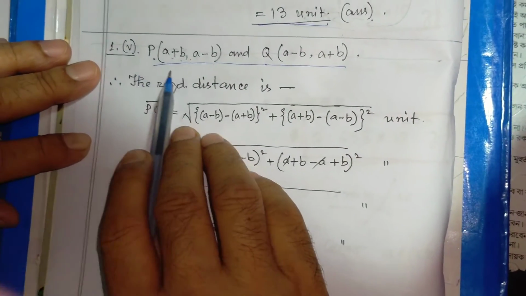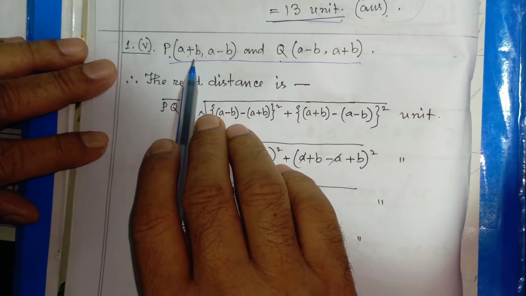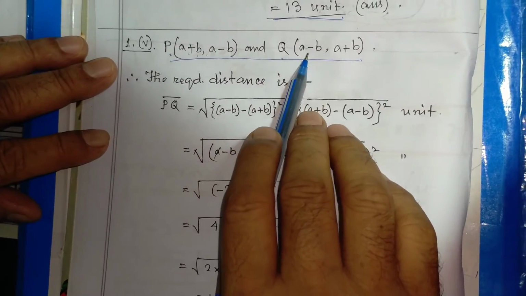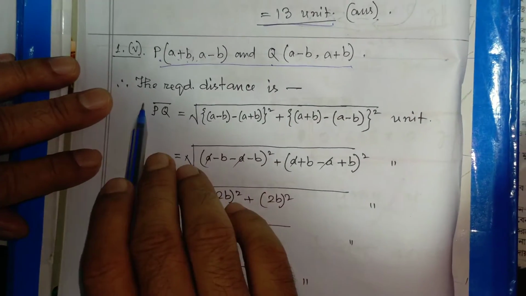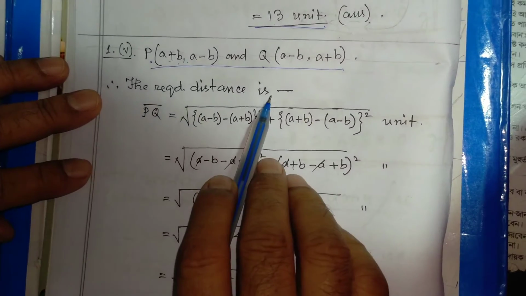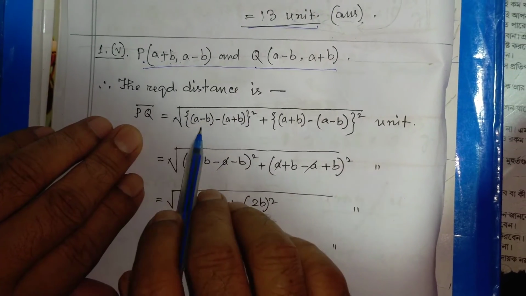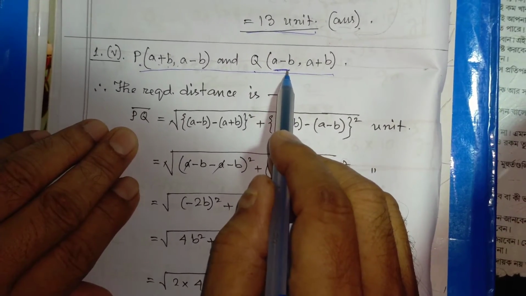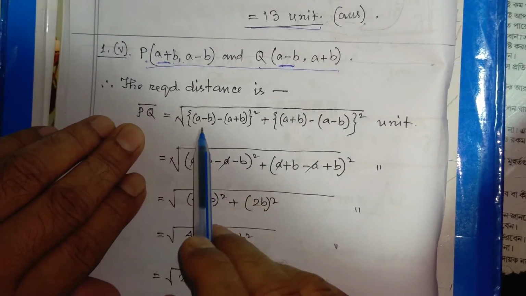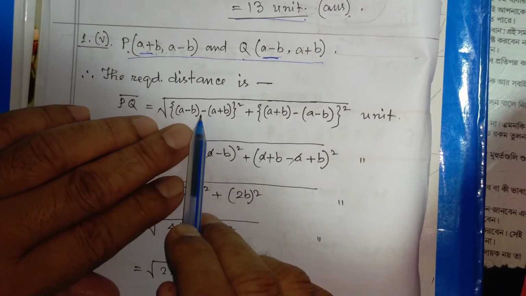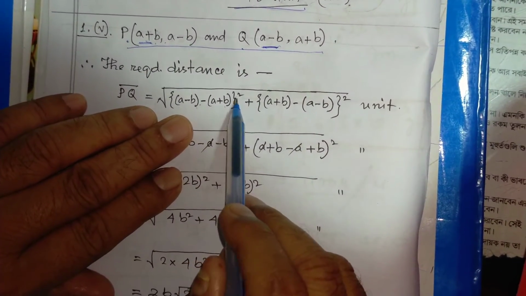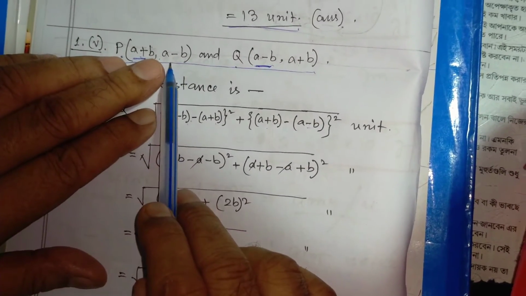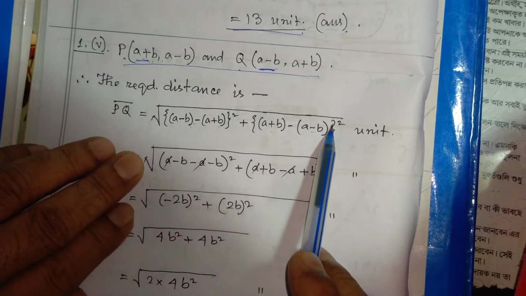1 Roman 5, the points are given as P, the coordinates are a plus b comma a minus b, and Q a minus b comma a plus b. So I have written here, therefore the required distance is PQ equals x2 minus x1 whole square. What is x2? See here, this one is the x2. What is x1? This one is the x1. So I have written a minus b minus x1 means a plus b whole square. And here y2 minus y1. y2 means a plus b. y1 means a minus b. a plus b minus a minus b whole square.